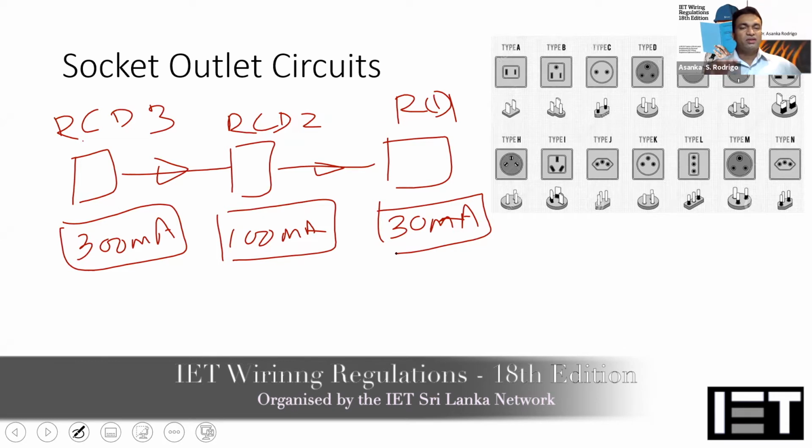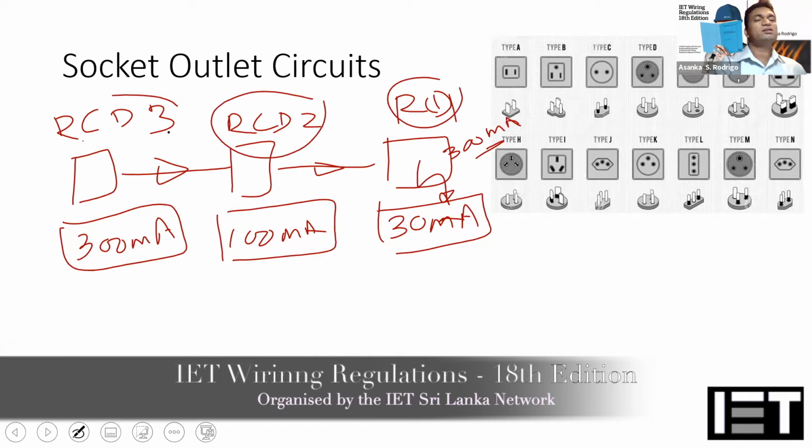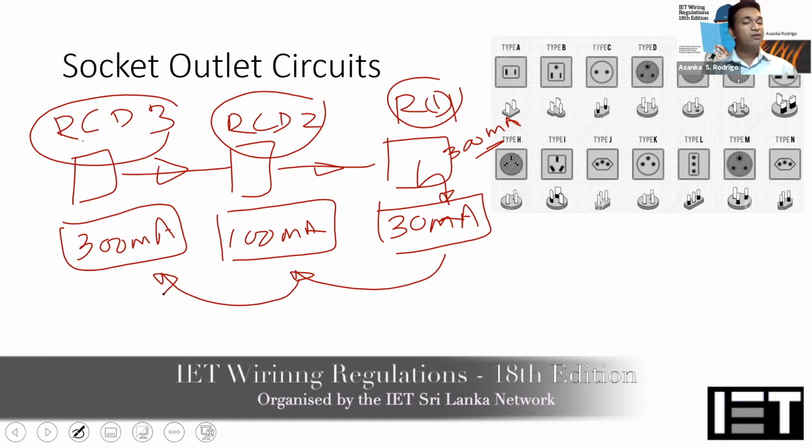That will not happen, because if you have a certain earth fault here, maybe this earth fault current can be 300 milliampere. That is your earth fault current. Now you can see, with 300 milliampere, this RCD will activate, this RCD will also activate, maybe this RCD will also activate. So this is where you get nuisance tripping. People think that if you put the RCDs like that, it will solve all the problems, but that will not happen.